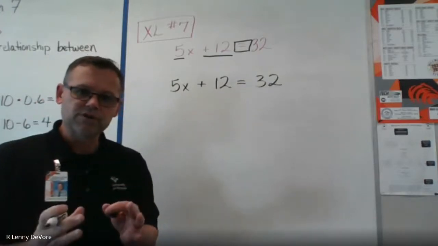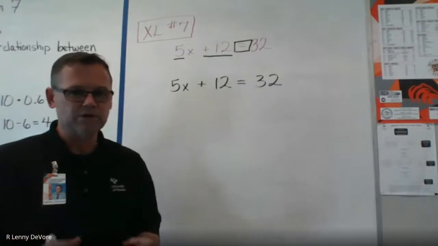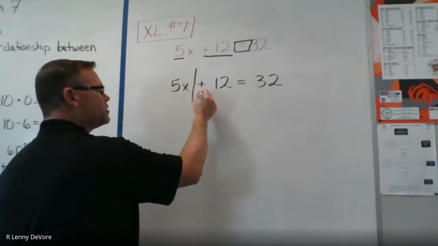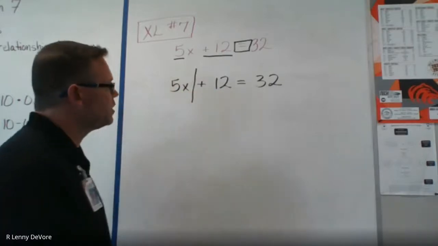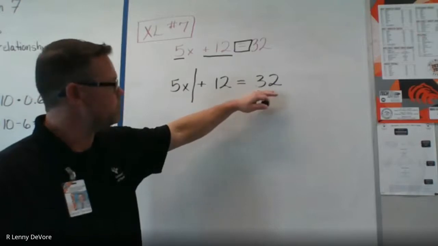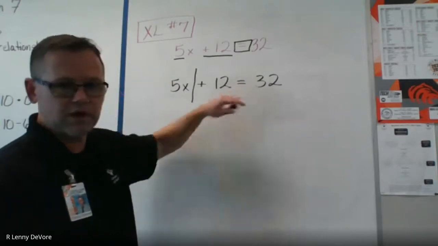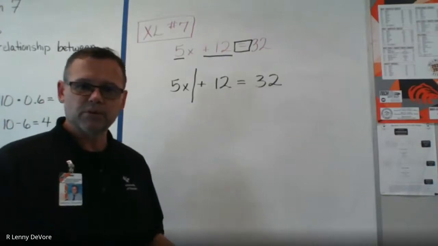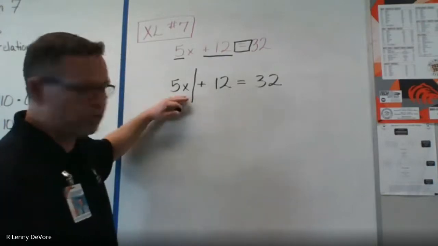The first thing I want to do here is I want to see how many terms I have. Okay, so I'm going to separate these terms. I've got 5x and I've got a positive 12. 32 is another term over on the other side because terms can also be separated by an equal sign. Now, what we need to do is we need to isolate the variable. At this point, it has a number with it, right?